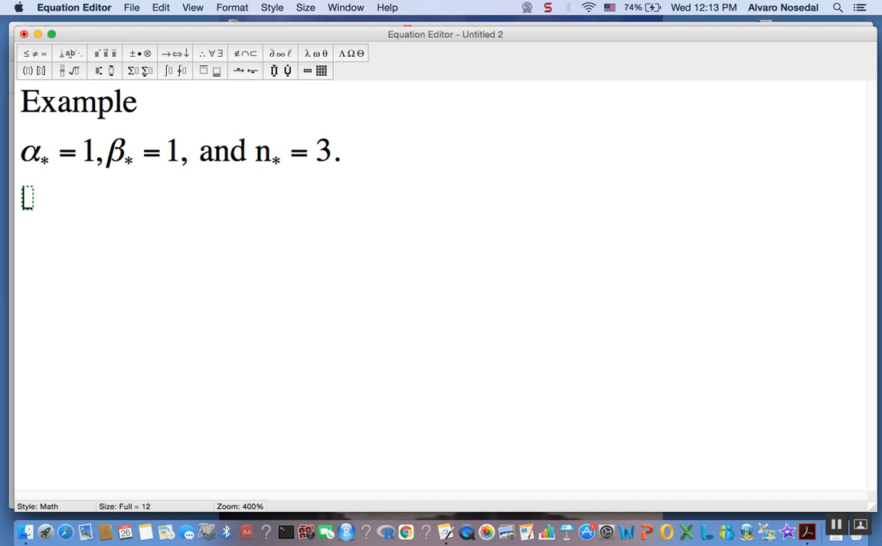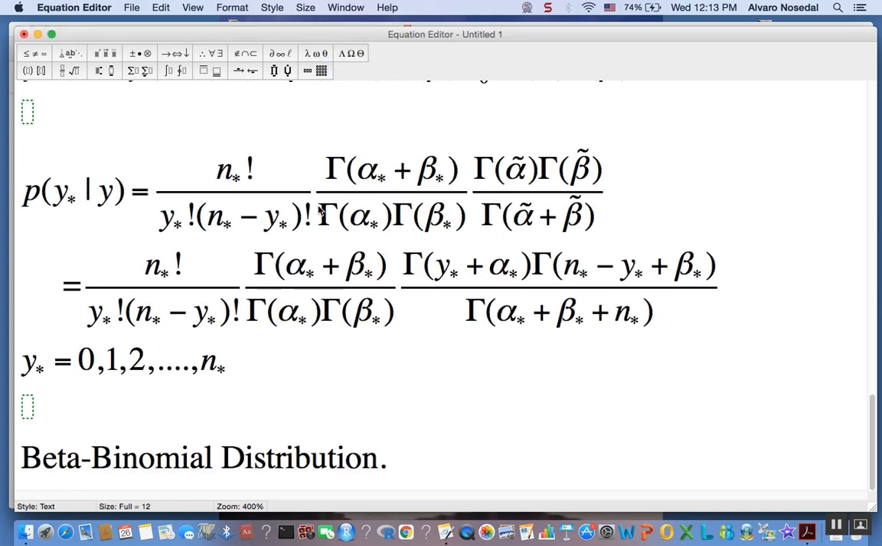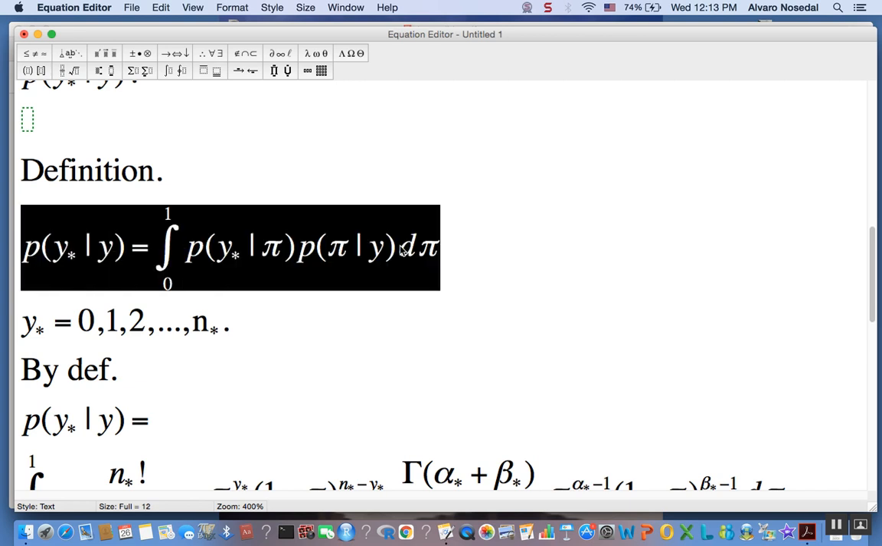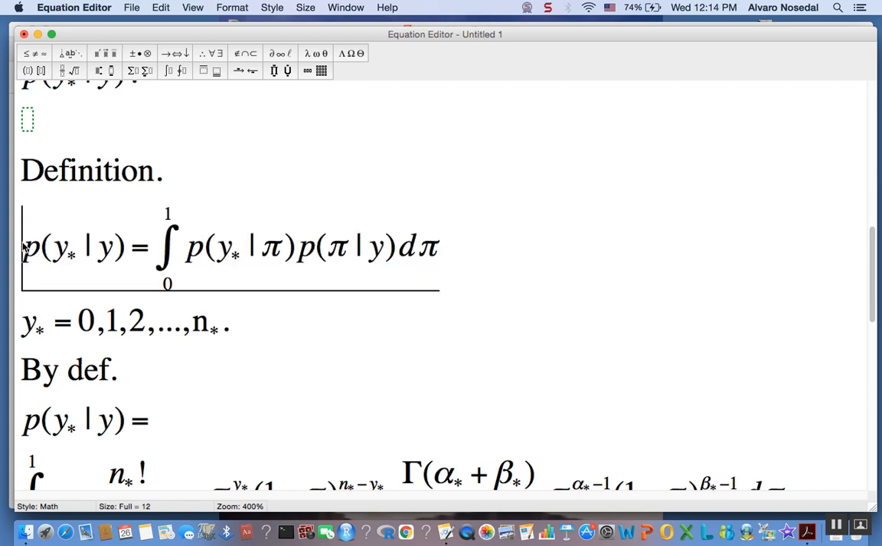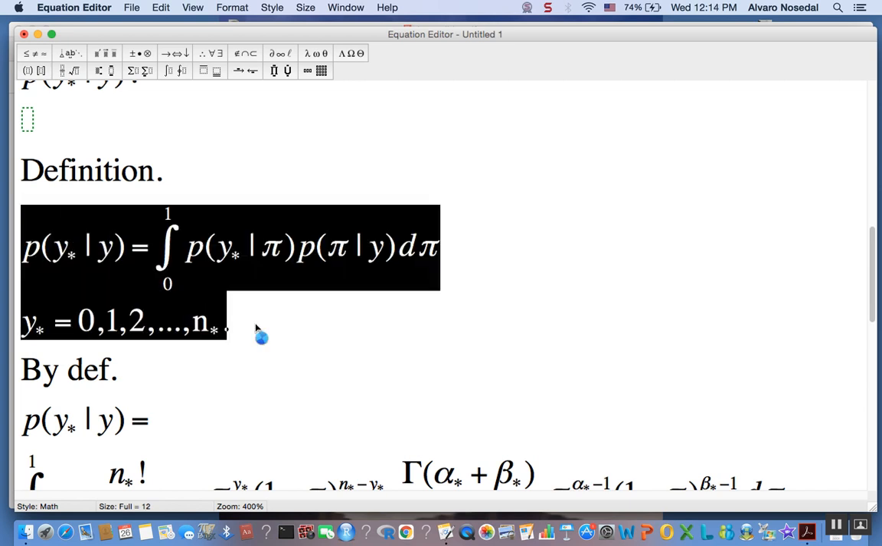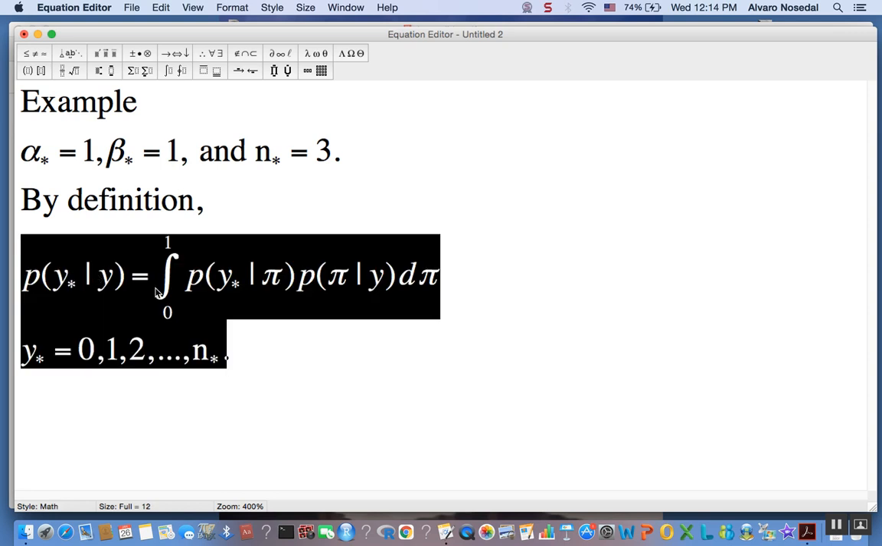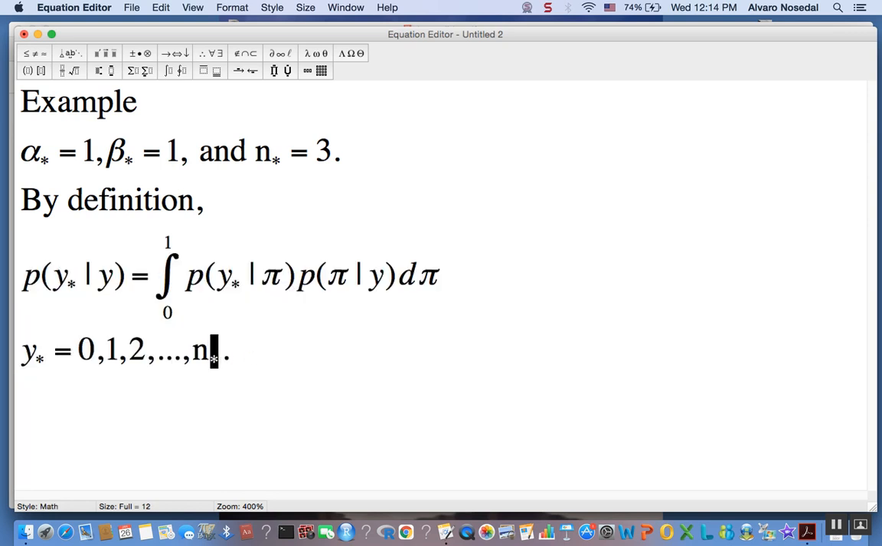Okay, so first, what do we have to do first? Well, we have to use the definition, right? So by definition, and let me go back here to save a little bit of time. We know that the definition is this. And let me also copy the possible values of y star. So that's by definition. In this case, we want that for 0, 1, 2, and 3, because n star is 3. We want to do this 4 times.